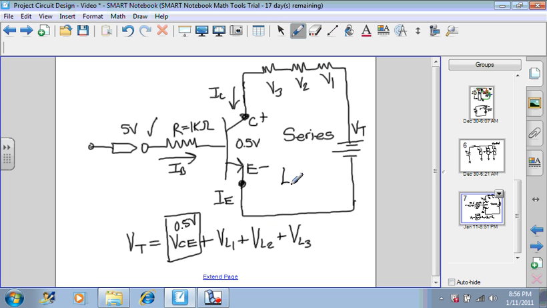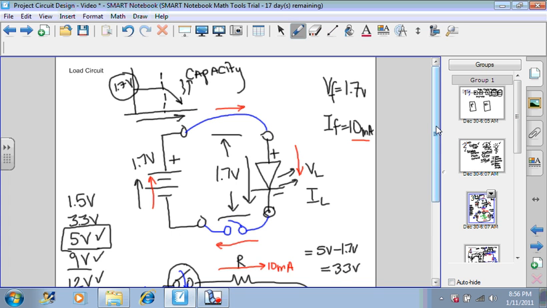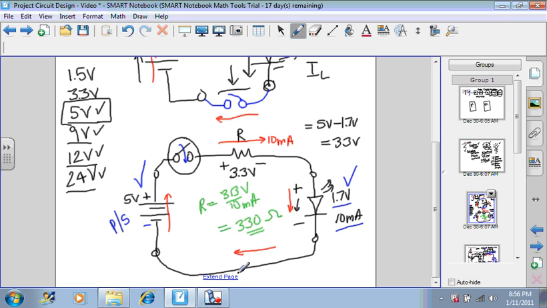So this becomes your new load circuit. The only difference between this load circuit and the load circuit that you studied at the beginning is that now you have added another component in the series network, which is the transistor. But the analysis is still the same.